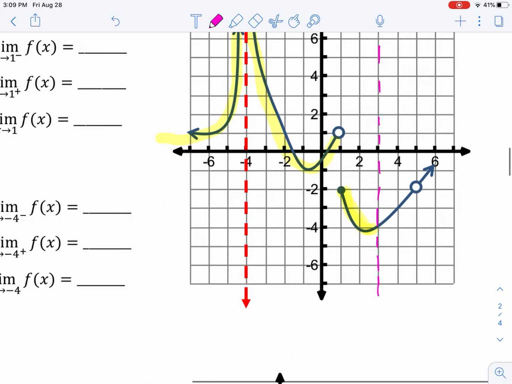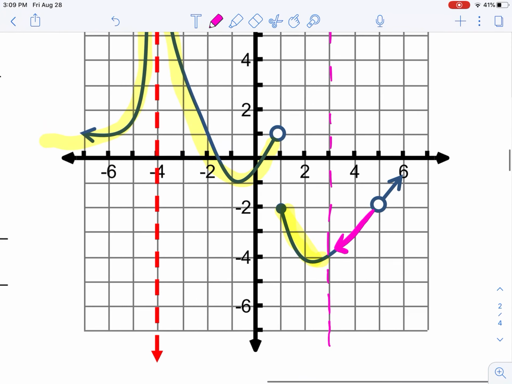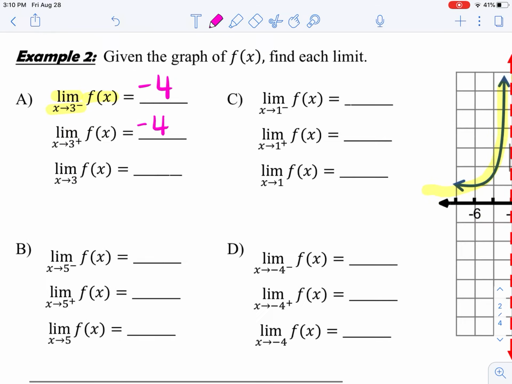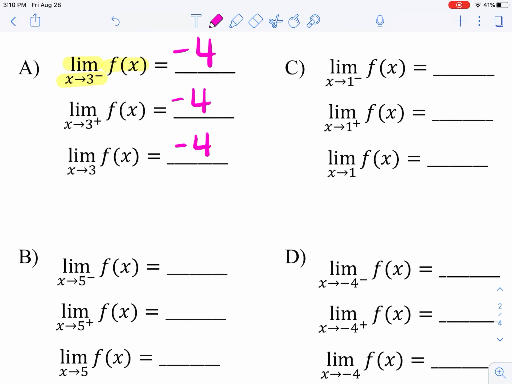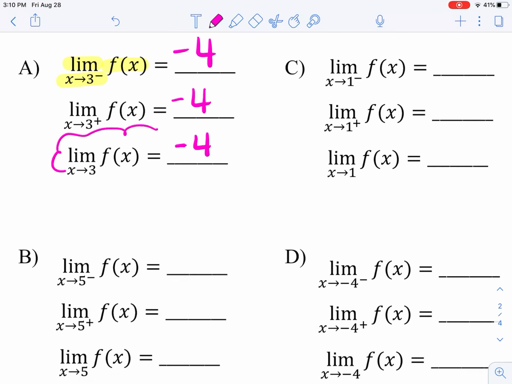Now I'm going to do the same thing. I'm going to approach that value from the right. So I'm going to come from the right, and you can see that you're approaching negative 4. So since you're approaching the same value from the left and the right, that is the limit. So the limit as x approaches 3 is negative 4. Our whole goal is for you to be able to get to this. So you might have to ask yourself this question and this question to get this answer.